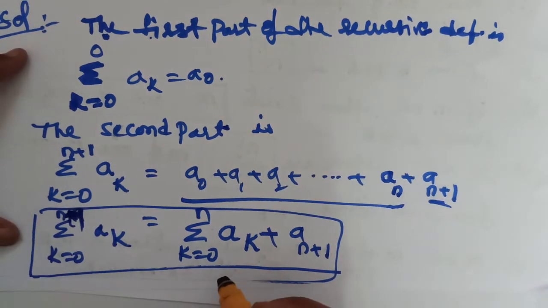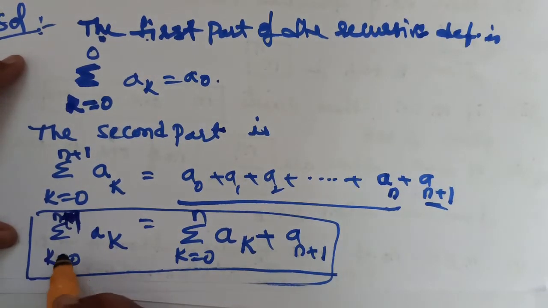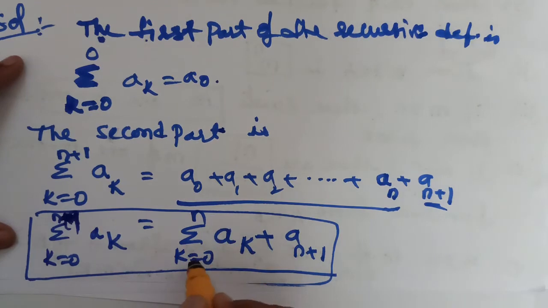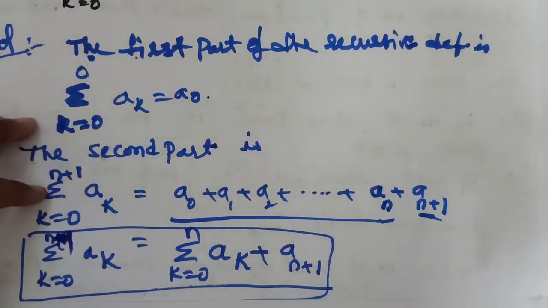So therefore the recursive definition is summation k equal to 0 to n plus 1 of ak is equal to summation k equal to 0 to n of ak plus a n plus 1. Okay, this is about the second. Next, the third one.